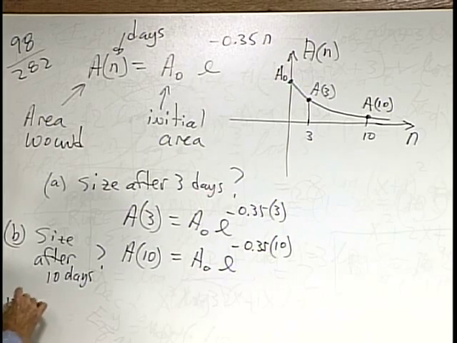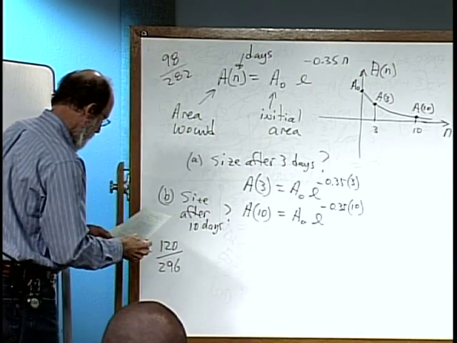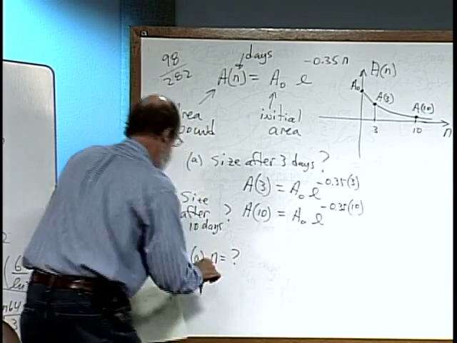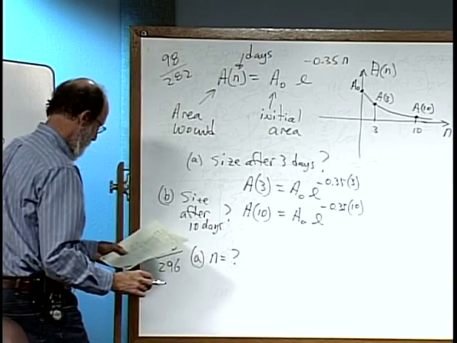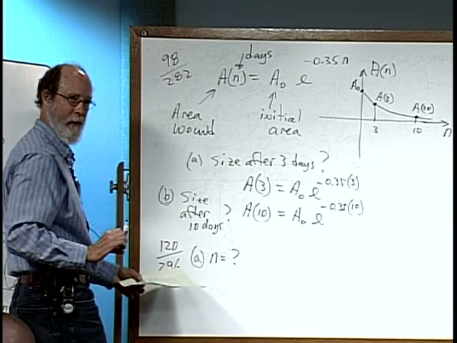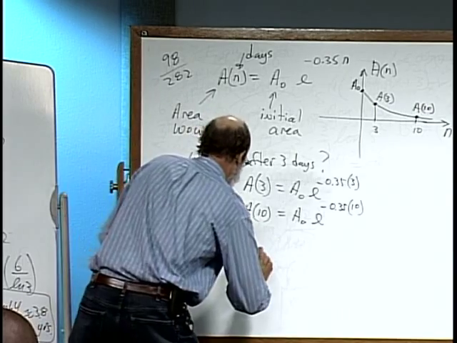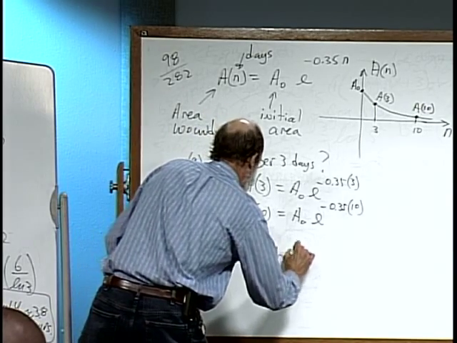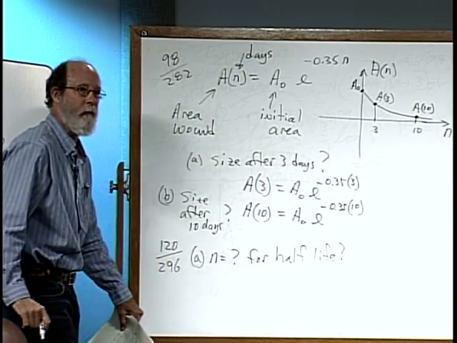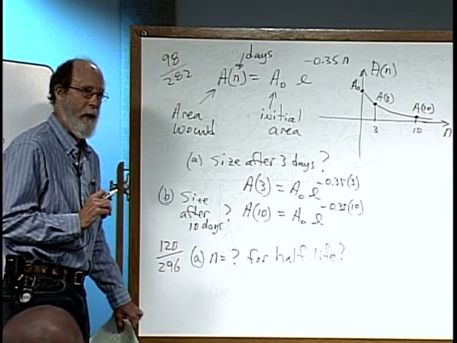This is problem 120 now on page 296, where it asks the following questions. In part A, how many days, n is unknown, for the population to become half of what it originally was? Half of what it originally was equals what for the half-life? Let's set up the math on that before we use our calculator. Let's set up the math.